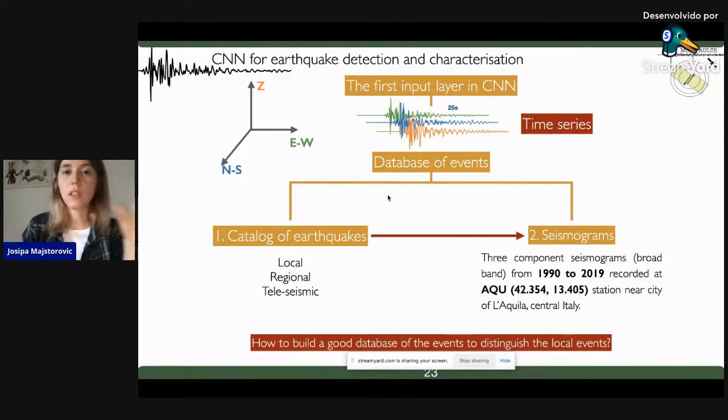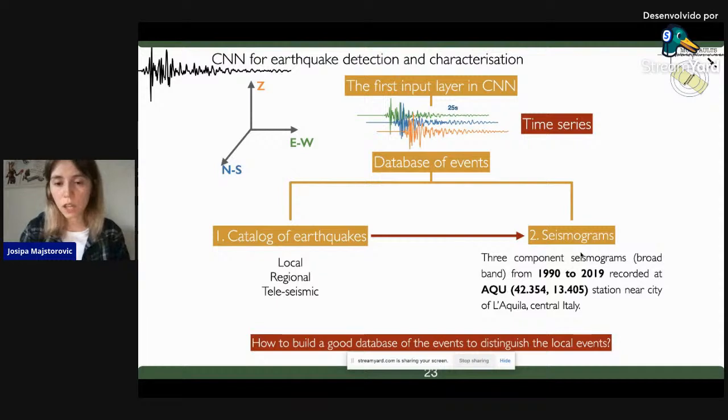So we knew that the first input layer in our CNN, the data that we are going to use, would be a time series of our earthquakes. In our case, it is three component. When I say three component, it means that my data consist of the time series in the east-west direction, the north-south direction, and the vertical component. I need to generate a lot of this type of input data, so I have to have a database of events. And how I do that is that I use the existing catalog. Using this existing catalog, I can go back and look at the data, at the seismograms.